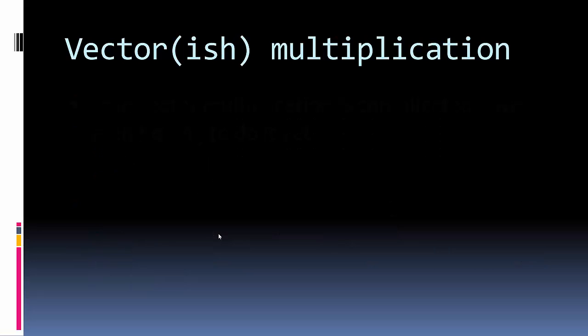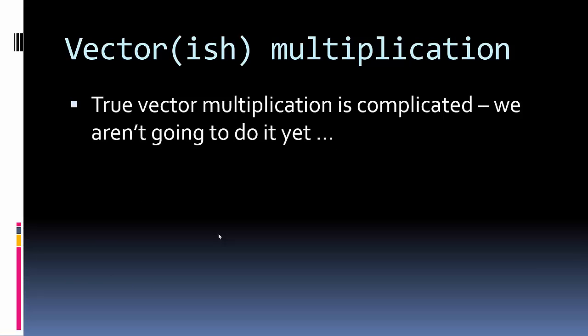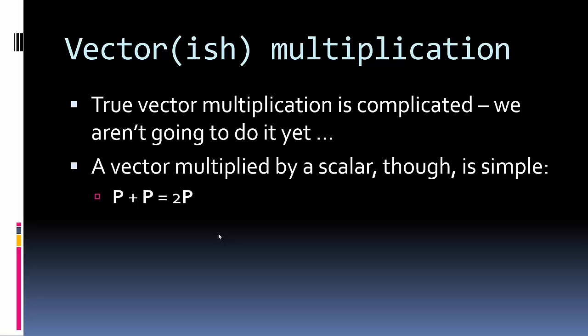Okay, vector-ish multiplication. Why do I throw in the ish? Well, because true vector multiplication is actually quite complicated, and we're not going to do it yet. But a vector can be multiplied by a scalar, and it is really simple. Let's look at the example, the vector P. P plus P is equal to 2P. I know that you don't think that that's anything special, but it actually is.